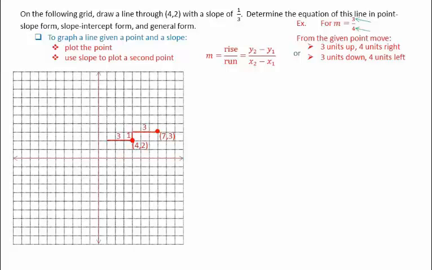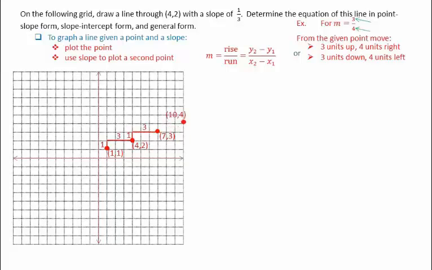Note we could also move left 3 and down 1. This also corresponds to a slope of 1/3. This gives the point (1, 1). We can repeat this process to get several more points if desired.